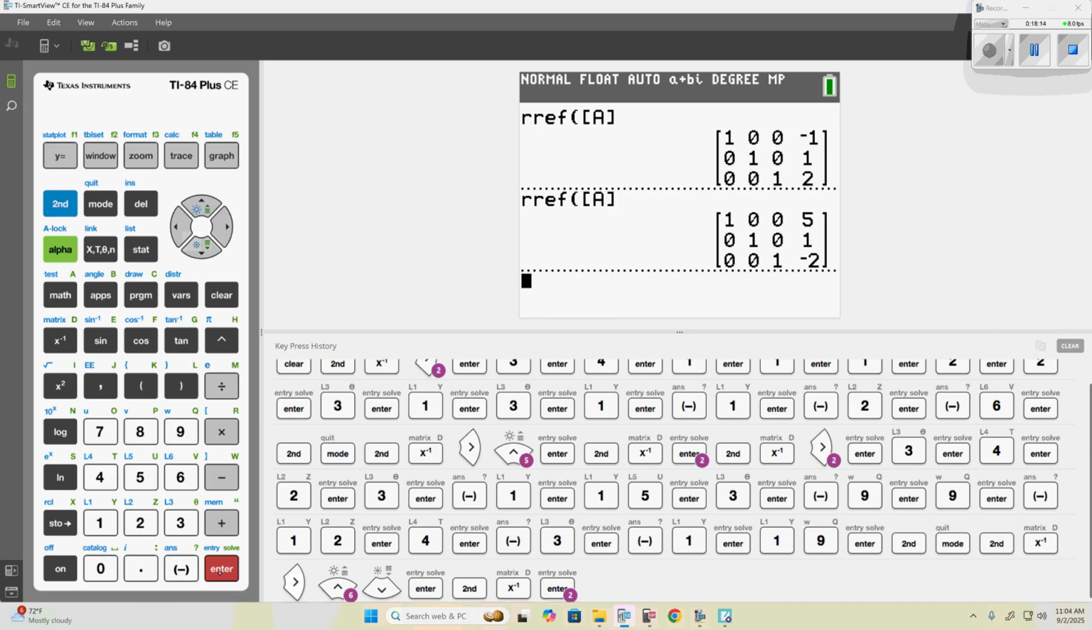Okay. So we don't have a matrix C typed in yet. So go second matrix. Now we select the matrix C we put it in. Then we can just hit enter one more time. Enter one more time.